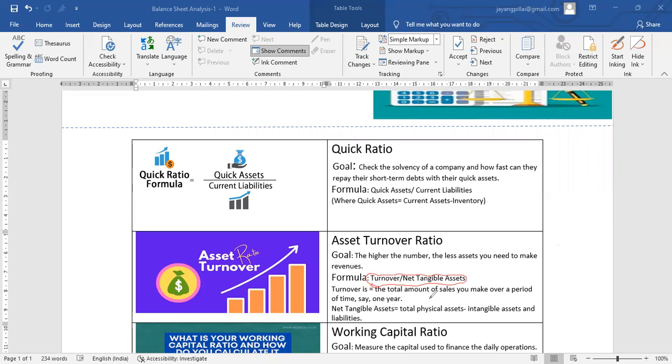So what is turnover? It is the total amount of sales you as a business person make over a period of time, say, for example, 1 year. And net tangible assets means total physical assets minus intangible assets and liabilities. So that is total net tangible assets. So turnover divided by net tangible assets is known as asset turnover ratio. If the asset turnover ratio is higher in numbers, the fewer assets you need to make revenues. So that's a healthy position as far as business is concerned.